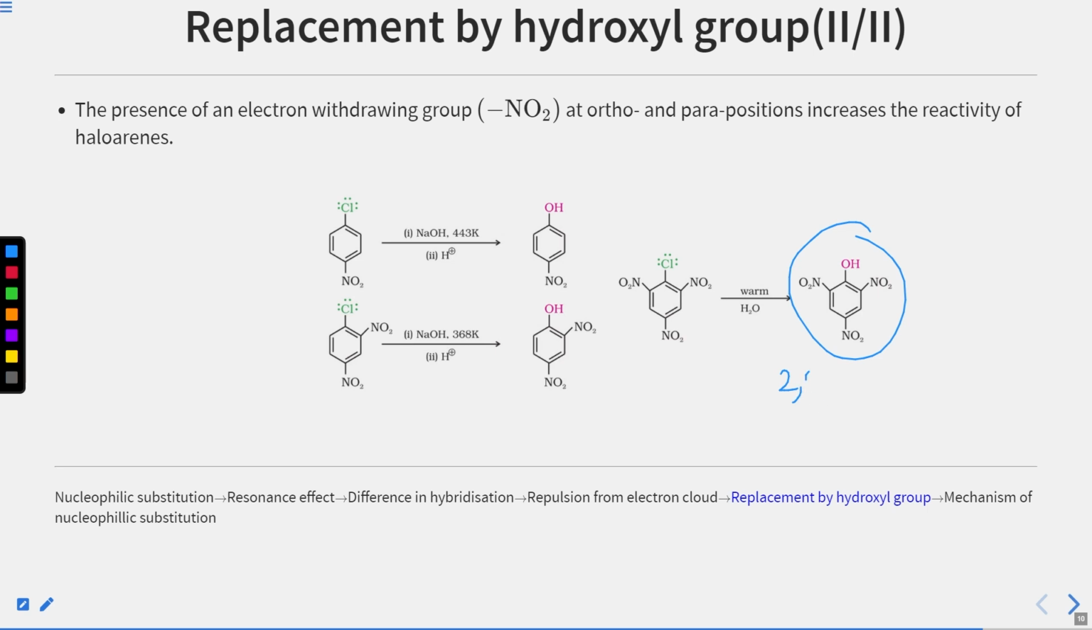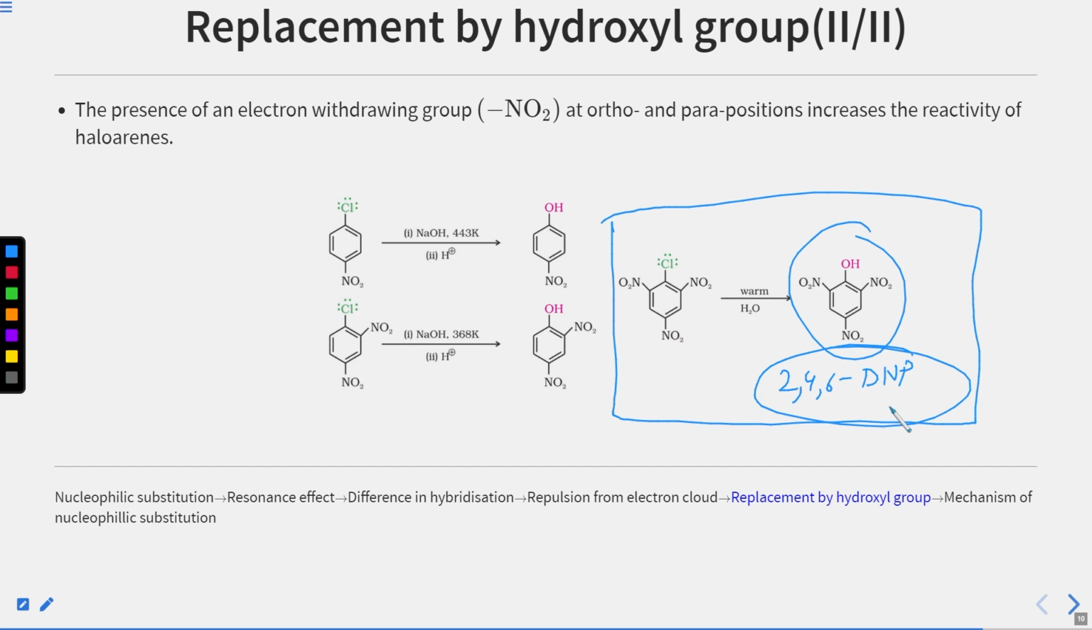So it is also termed as 2,4,6 DNP. You will use this, or it is a test, 2,4,6 DNP test. You will use this. Okay. So it is a very good method to prepare your 2,4,6 DNP. So keep this reaction in mind. This is very important.